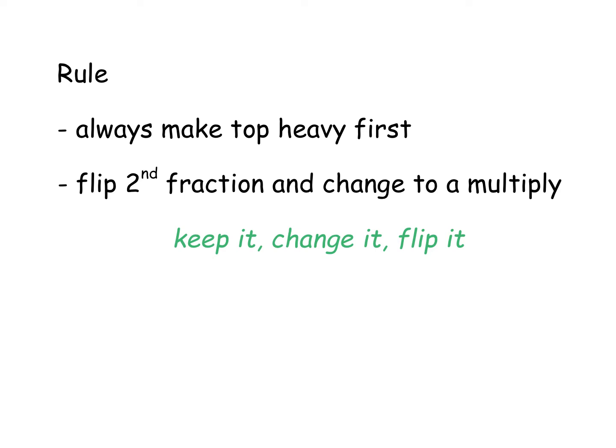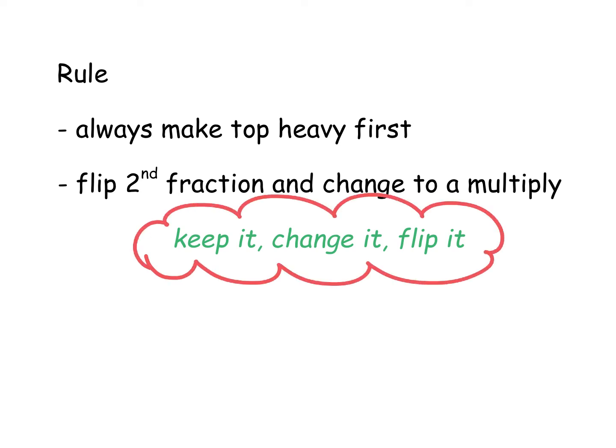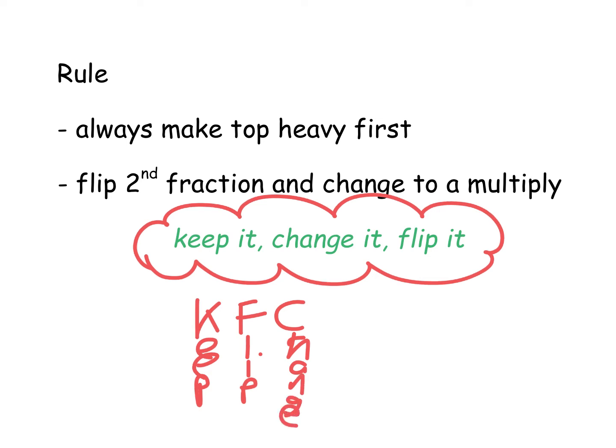Step 2 is flip the second fraction and change it to a multiply. But I have this little mantra which I much prefer and it works really well. Keep it, change it, flip it. Some teachers might call it KFC to help you remember it. K for keep, F for flip, and C for change. I can't fit that in, but we get the idea. So you'll hear me in every example from here on saying keep it, change it, flip it. And it helps you just remember what to do with each of the 3 parts to the question.